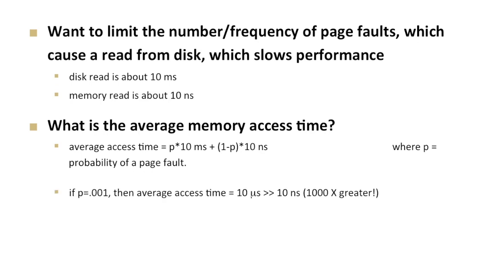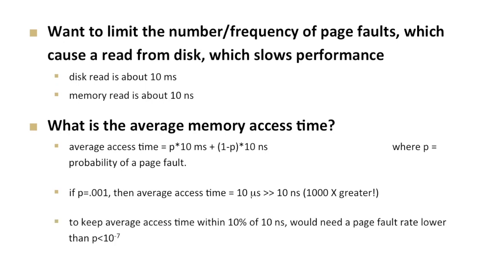So if we think about a page fault happening 1 in 1,000, then our access time is going to be dominated by the microseconds. If we want to keep the average within 10% of just accessing memory, we'd have to make sure that our page fault rate is less than 10 to the minus 7. So very seldom do we want to have a page fault in order to keep the system looking like it's running all in memory all the time.